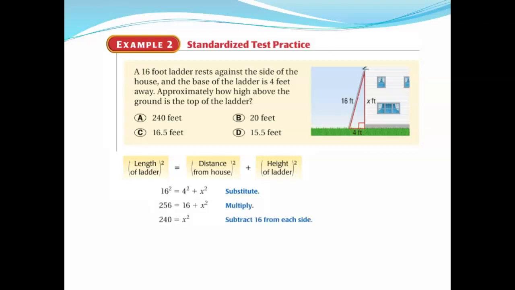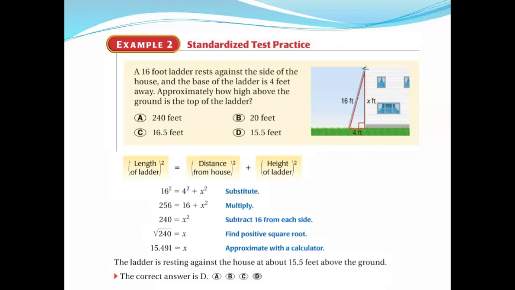So x squared is equal to 240. Take the square root. And since our answer choices are in decimals, we can find the decimal approximation of the square root of 240, which is about 15.5. So our answer is going to be D, 15.5.